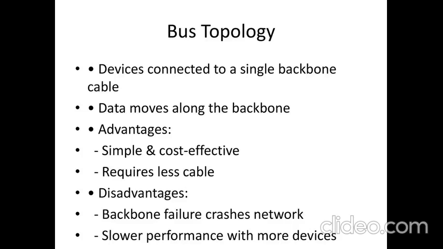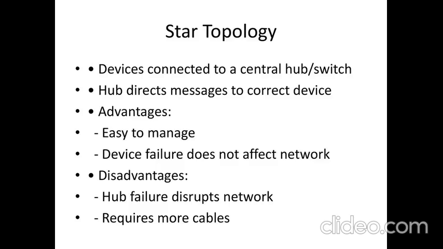Types of network topologies. 1. Bus topology. A single backbone cable where all devices are connected. Pros: simple, cost-effective, requires less cable. Cons: if the backbone fails, the entire network crashes.